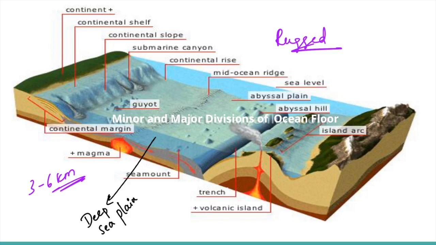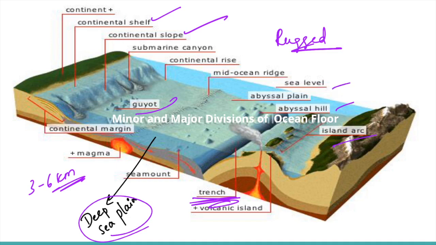The ocean floors can be divided into 4 major divisions: the continental shelf, continental slope, the deep sea plain and the oceanic depth. Besides this division, there are also major and minor relief features in the ocean floor like ridges, guyots, seamounts, abyssal hills, island arcs, etc. So what is this continental shelf?